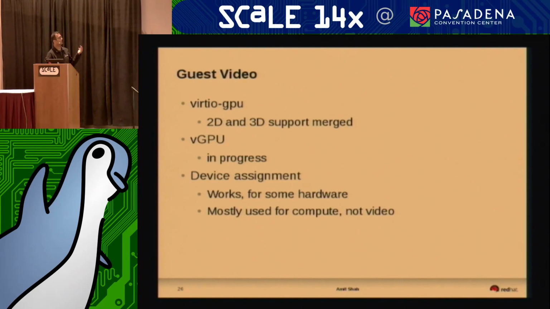vGPU is something that's in progress, but it needs a one-to-one mapping between the host GPU and the guest GPU. Intel is working on this. They call it KVM GT. So this basically means the host GPU has some functionality by which you can share the host GPU between multiple guests. So this is still in progress though, but it's one of the ways that we do video inside guests.